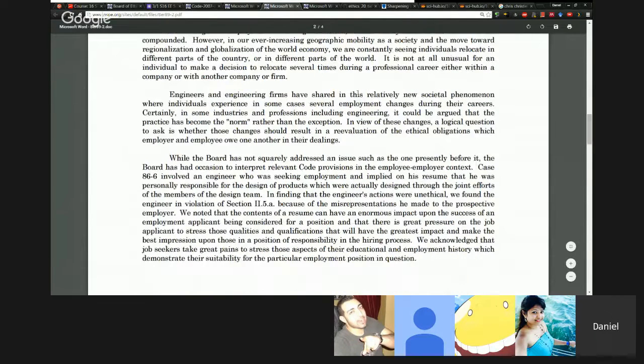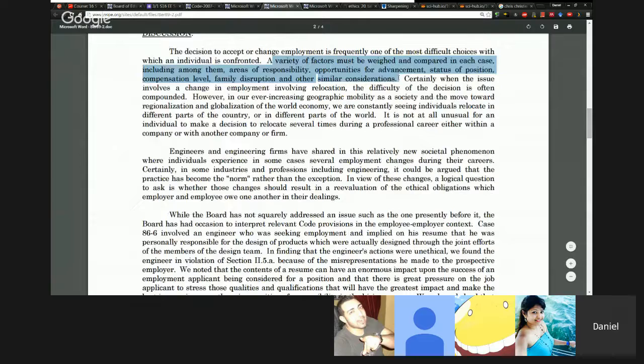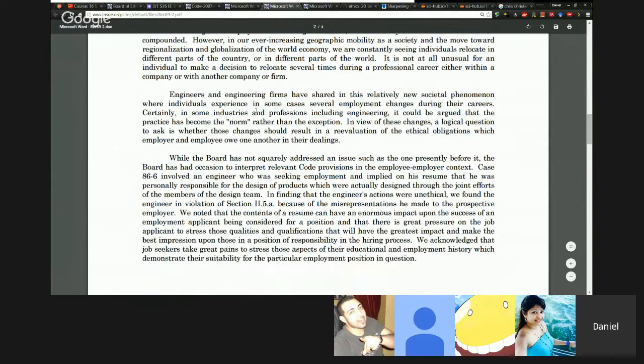Now, that said, the board does recognize that moving to another job, maybe even in another city, is a huge choice. It's a difficult choice. Lots of considerations go into it, and it's going to take time to make those decisions. So it's not wrong to have the beginnings of these kinds of negotiations.